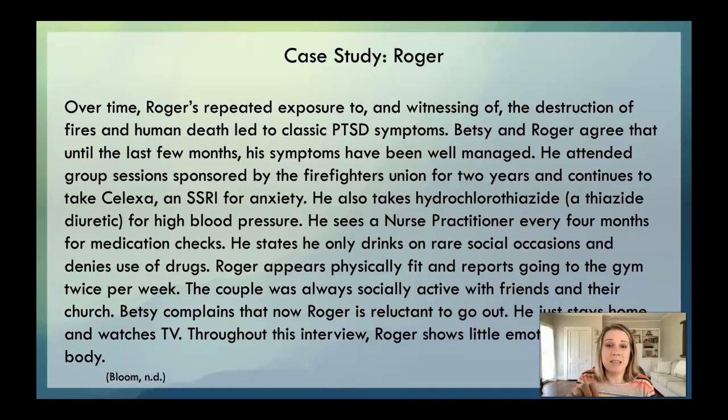We're going to need to add this information to the clinical assessment form, right? All this information. So here we go. Cognitions. Thought content, same. Thought process, same. Nothing new there. Affect. Prescribed Celexa for anxiety, and little emotion expressed. Behavior. PTSD treatment, decreased social activities, goes to the gym twice per week. And then physiology. Physically fit for his age, prescribed a thiazide diuretic for blood pressure.